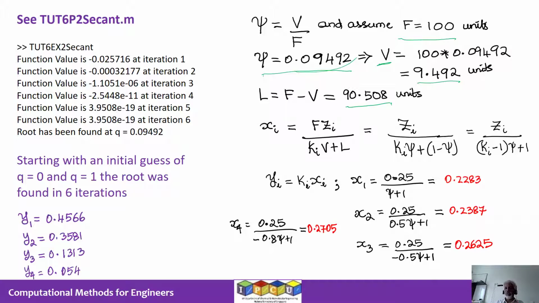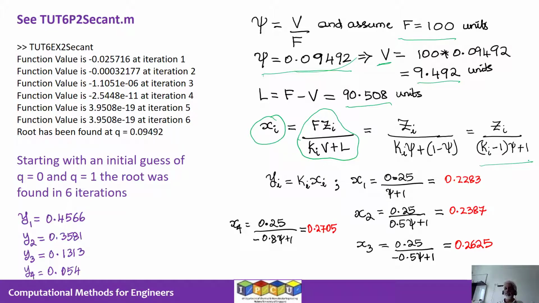And then once we have L, V, and so on, I can calculate Xi for species i as F Zi divided by Ki V plus L. This expression is given in the question. So what I can do is divide both the numerator and denominator by F, and then I will get this expression. Xi is equal to Zi divided by Ki psi plus 1 minus psi. I can group it up like this if you want to.